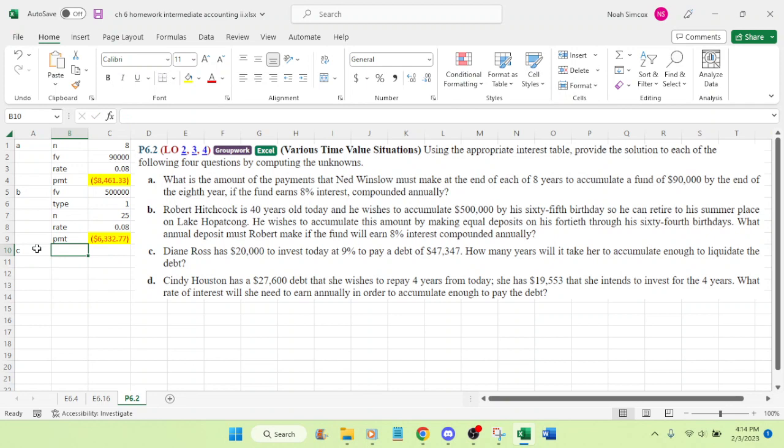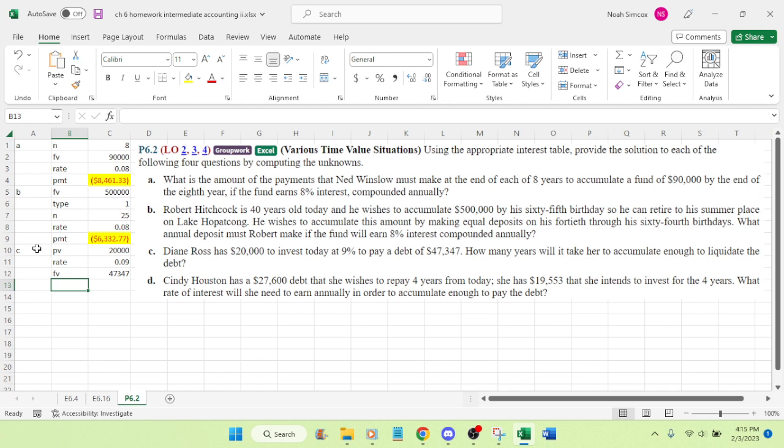See, so the present value is going to be 28,000. Stop. And then the rate is 0.09. And the future value is going to be 47,347.